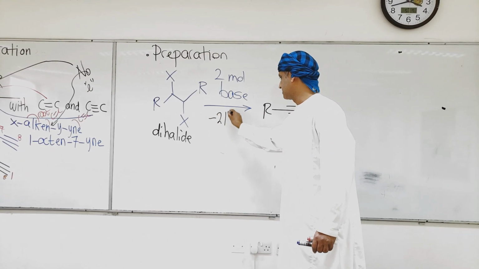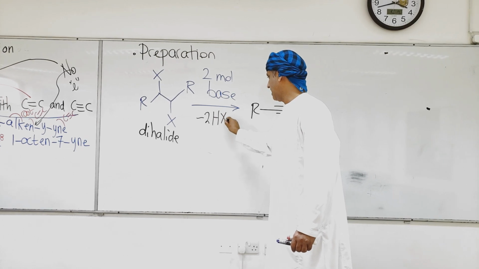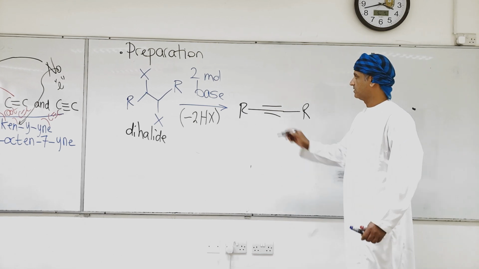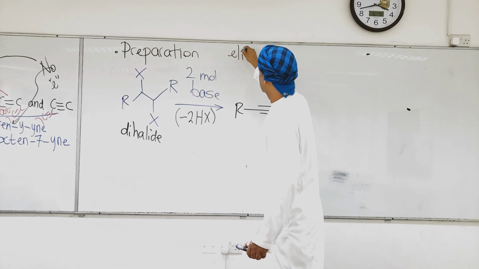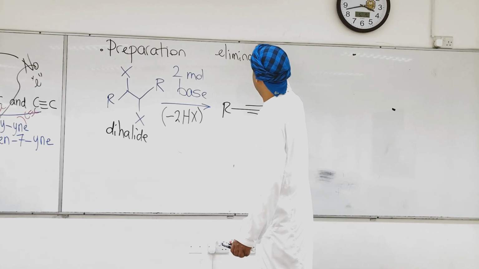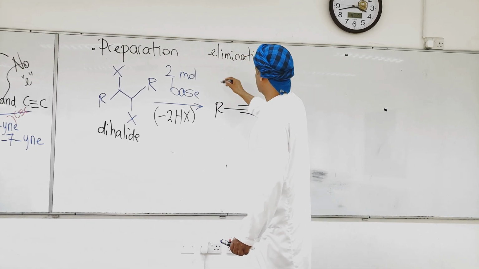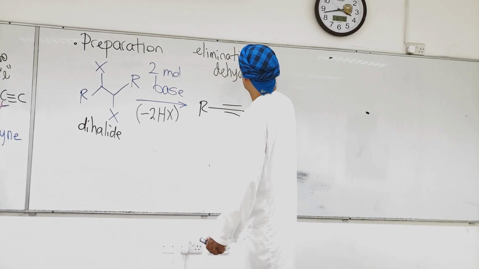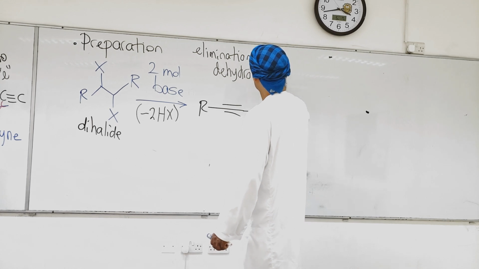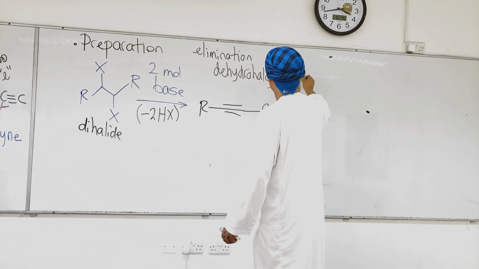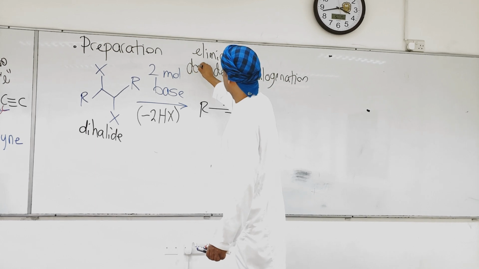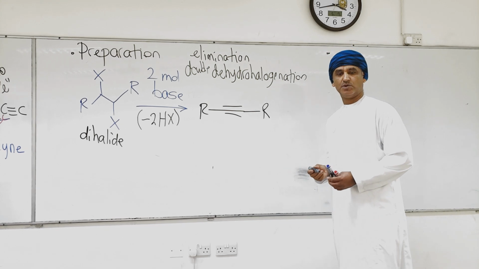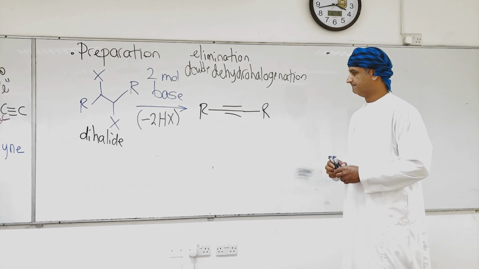So you can view this as a double dehydrohalogenation reaction. Of course, it is an elimination reaction, so the reaction is of the elimination type. It is double dehydrohalogenation. Okay, this is briefly minus 2 HX. For that reason, then 2 moles of a base are needed.